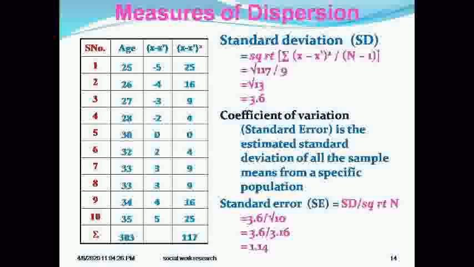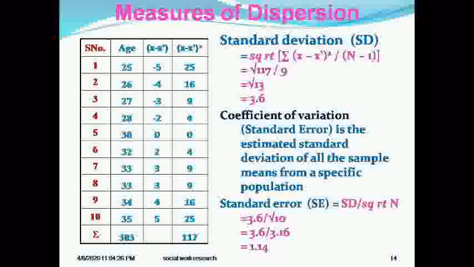Dispersion means range, the range of the data. Now in the previous example, we have found that the lowest age is 25 and the highest value is 35. The range is 10. Range means the difference between the lowest and the highest value. We can say there are 10 observations with an average of 30 and ranging between 25 to 35.